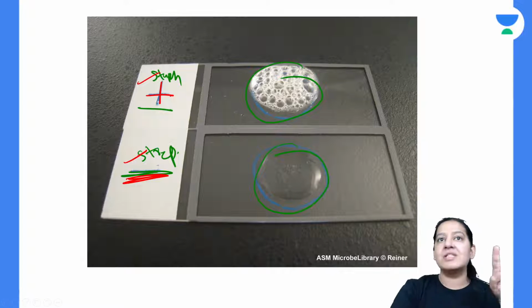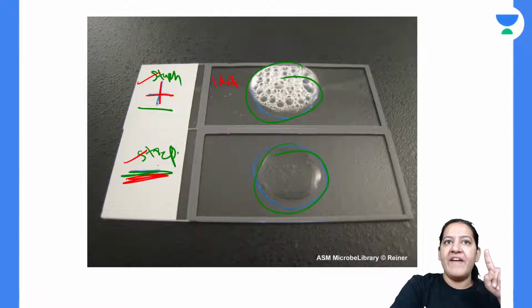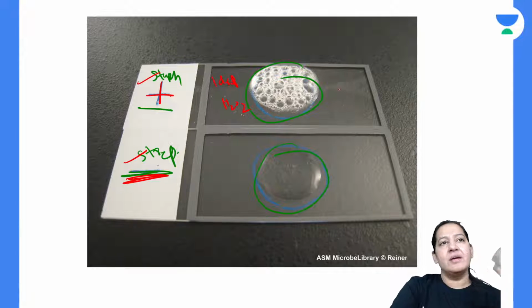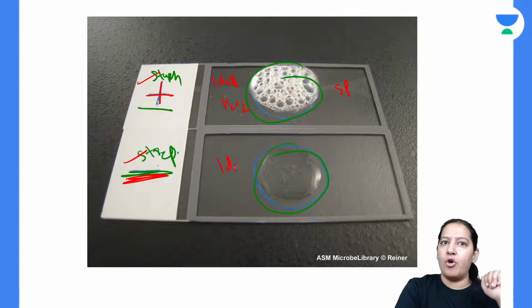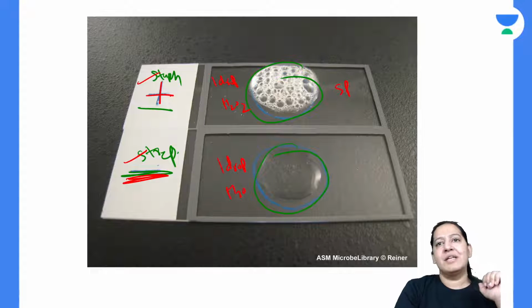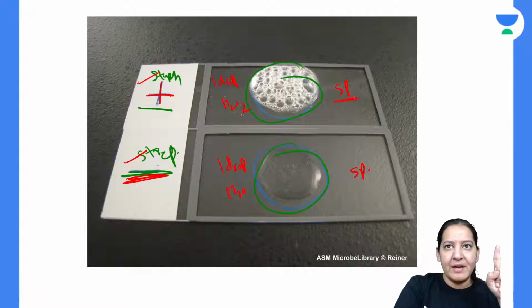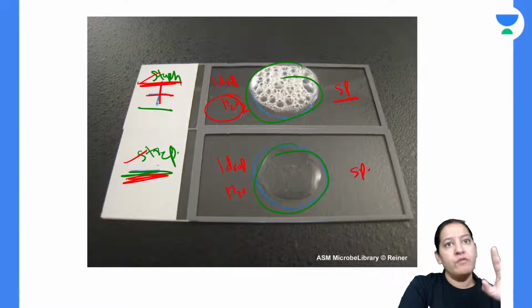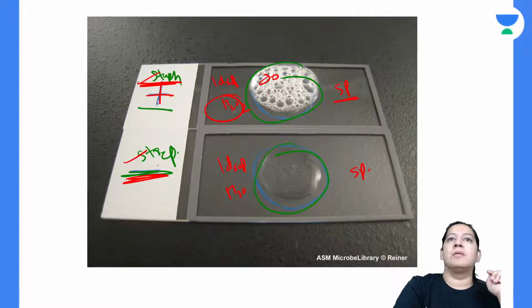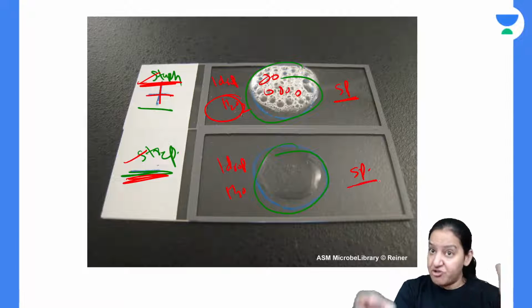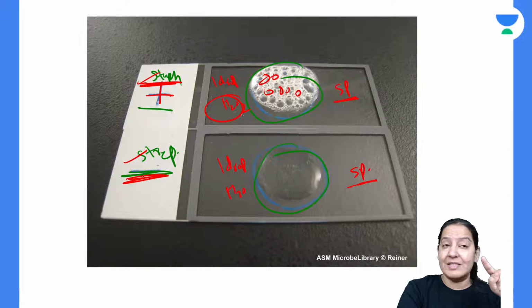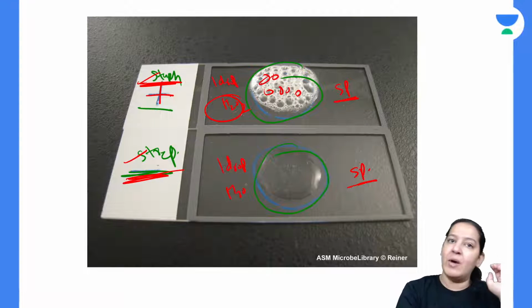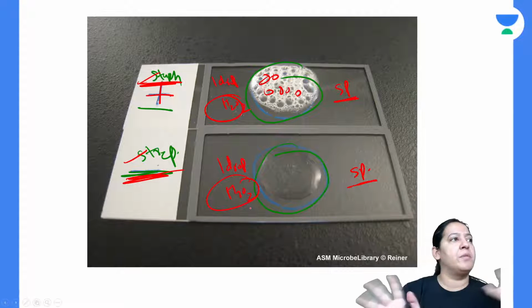How to perform the test? Take 1 drop of H2O2 and mix it with the specimen. Now if the specimen contains Staphylococcus, the H2O2 will be split into oxygen bubbles. You can see the bubbles. And if the specimen contains Streptococcus, Streptococcus do not contain the catalase enzyme, so H2O2 will remain as H2O2 only. Oxygen bubbles are not formed.